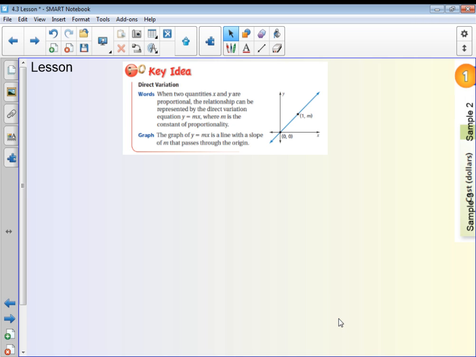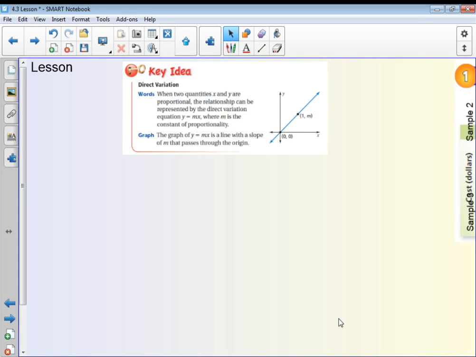Okay, in this part of our lesson, we're going to be working with direct variation. So we're going to be using our skills that we had back in section 1 with graphing equations by substitution. First of all, let's review once again what direct variation is.